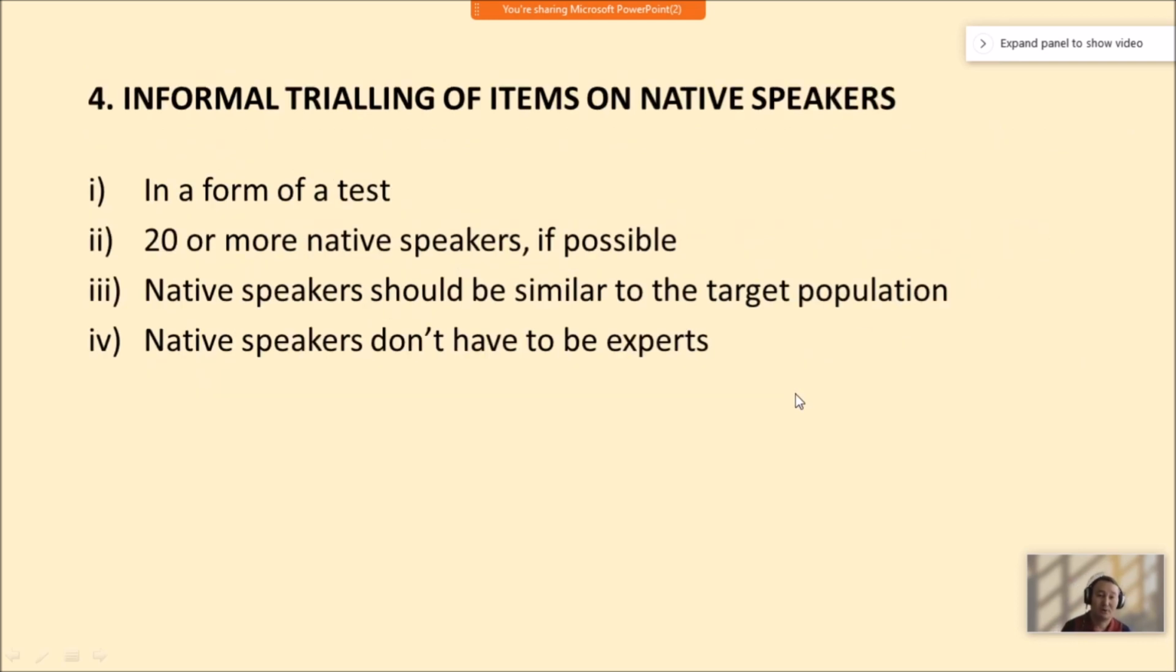Informal trialing of items on native speakers. If you have native speakers at your disposal, it's a very good idea to trial your test on them. They take your test and see how good it is, how authentic it is, how correct it is. You could conduct it online, but that might not be very practical in terms of information leakage. Students can maybe find your tests online. This is why if you don't have native speakers at your disposal, then you'll trial it only on non-native speakers.